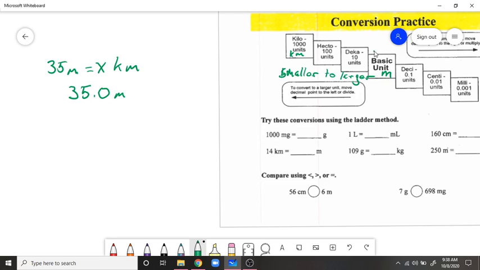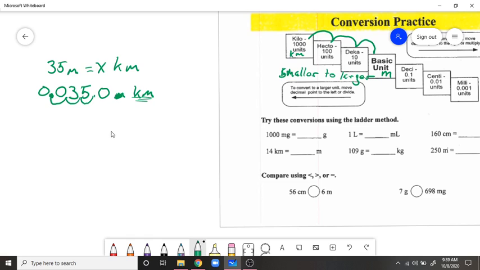Well, let's count. We have our base unit. Move it 1, 2, 3 stops to the kilometer. So I'm going to go 1, 2. Now my decimal point is in front of the 3. There's no number there. Move it again. So 35 meters is equal to 0.035 kilometers.